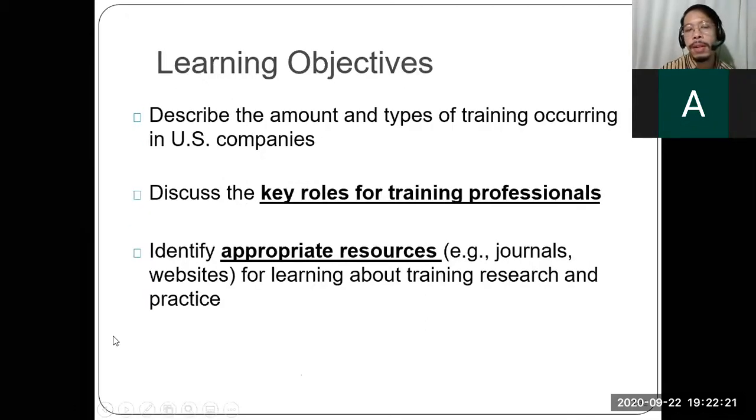Just to give you a heads up, if you read the textbook, the learning objectives are mostly from Western examples, so we will not focus on that. However, we will also focus on the other objectives: the key roles of training professionals, the training and development officers and the IO psychologist, and of course, the resources needed in order for us to achieve our training goals.